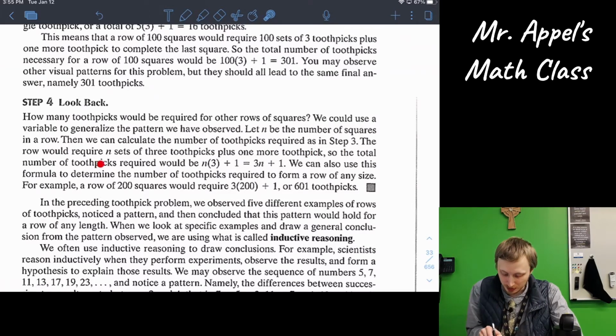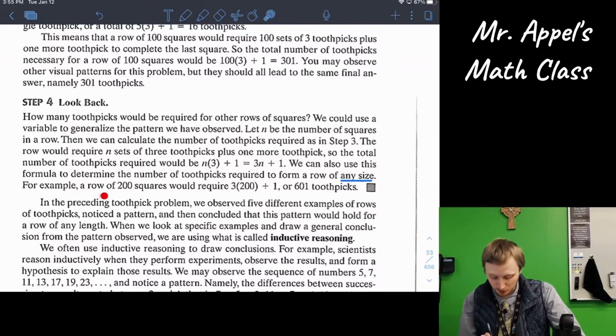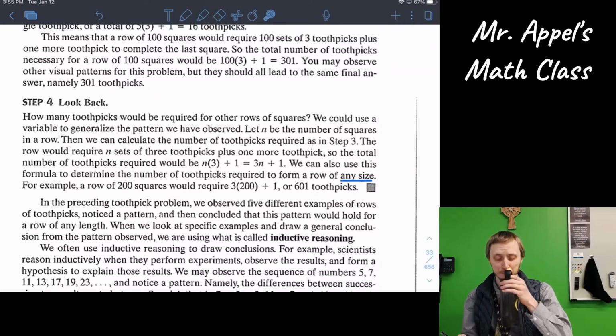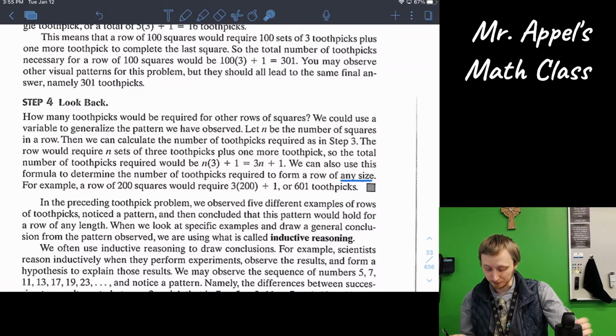The row would require n sets of 3 toothpicks plus 1 more toothpick. So the total number of toothpicks required would be n times 3 plus 1, or 3n plus 1. We can also use this formula to determine the number of toothpicks required to form a row of any size. Hey, that's handy. Lots of problems ask about any size. For example, a row of 200 squares would require 3 times 200 plus 1, or 601 toothpicks. There you go.